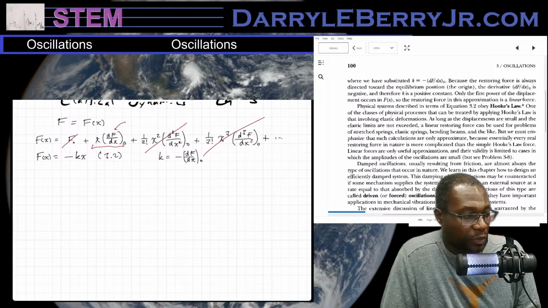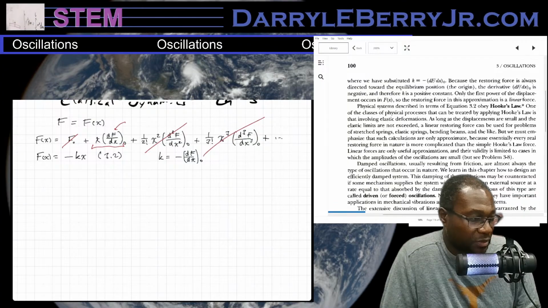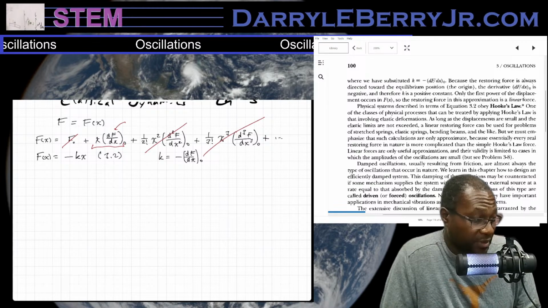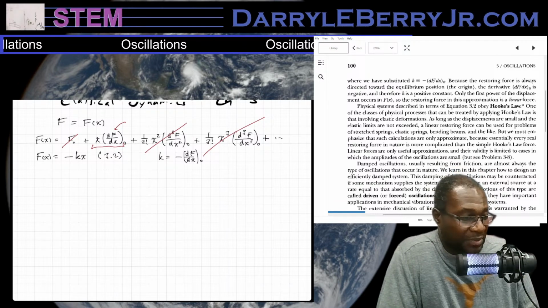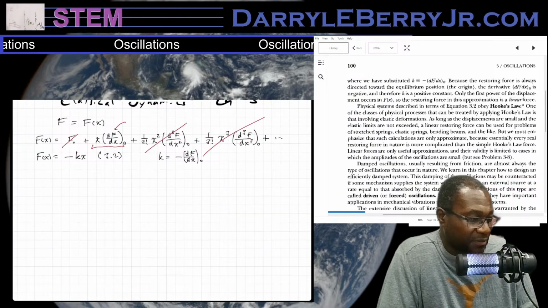Linear forces are only useful approximations, and their validity is limited to cases in which the amplitudes of the oscillations are small. Damped oscillations, usually resulting from friction, are almost always the type of oscillations that occur in nature. We learned in this chapter how to design an efficiently damped system.